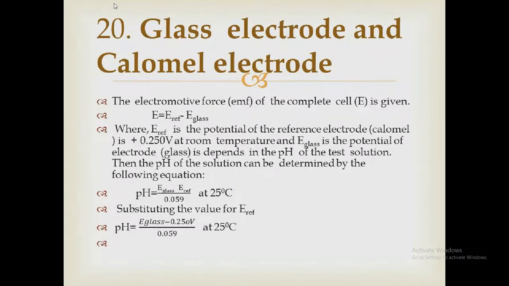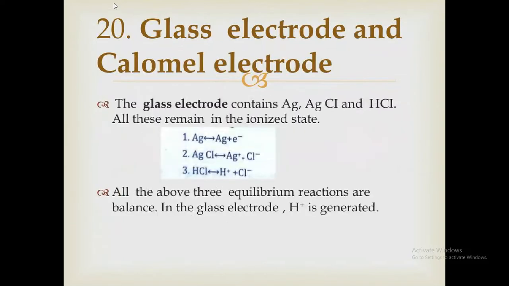They can ask you this formula, this mathematical statement. It is important: 25 degrees Celsius. It is a temperature dependent system, hence it is very important to write at 25 degrees Celsius. pH can also be written as pH is equal to E glass minus 0.250 volt divided by 0.059 at 25 degrees Celsius.